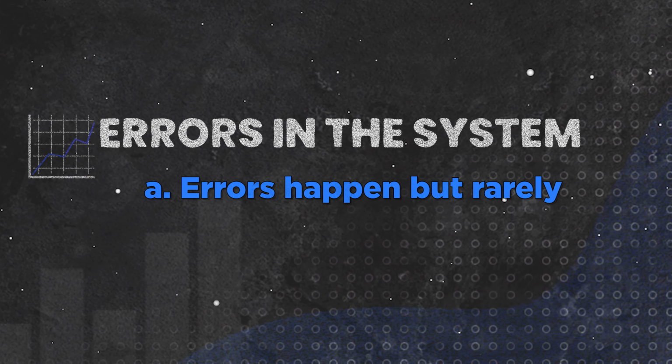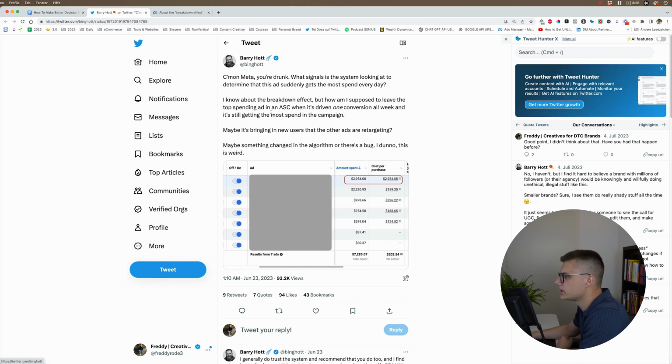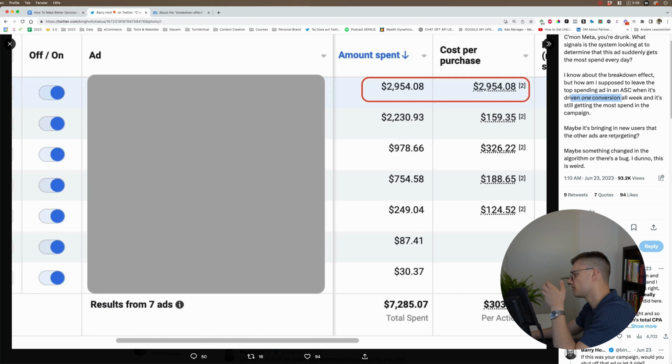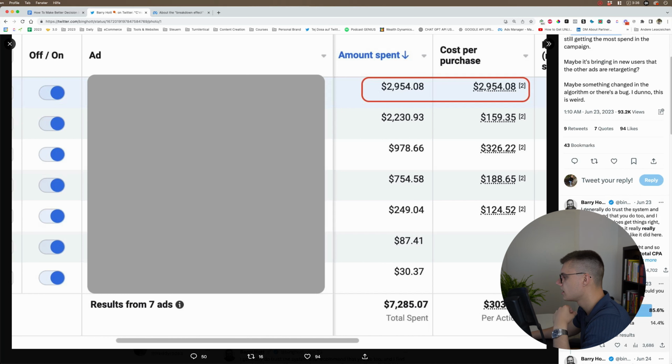right? Errors happen, but rarely. So I saw this tweet the other day, where an advertiser basically let the algorithm do its thing, but then he had one ad which spent a lot of money, but got the highest CPA by far, like to the point where it was not sustainable anymore, right? And in this instance, most likely, he knew about the breakdown effect, and the ad was spending on one driven conversion a week. And the premise is that the Facebook algorithm does make mistakes. So in this instance, it will probably be best to turn off this ad to see how the CPA is affected by turning off this ad. And errors happen, but if this was your campaign, would you shut off that ad, right? And this is the best way to show you that errors happen, but they do happen rarely.